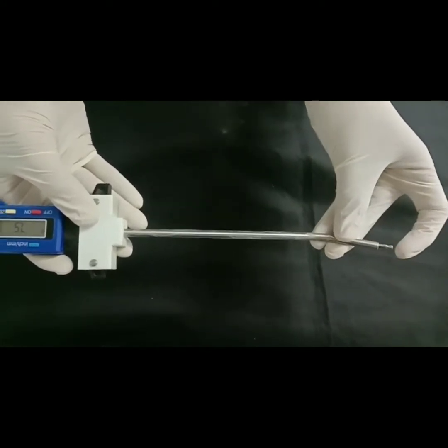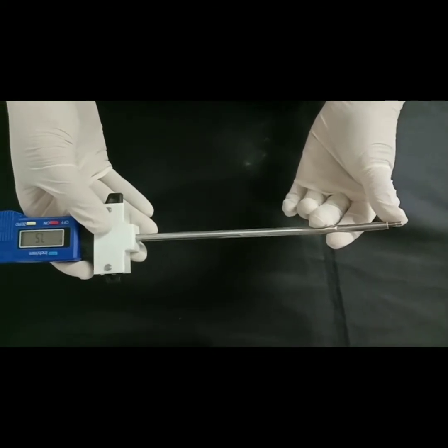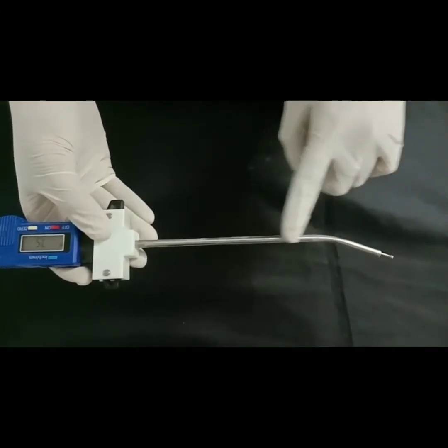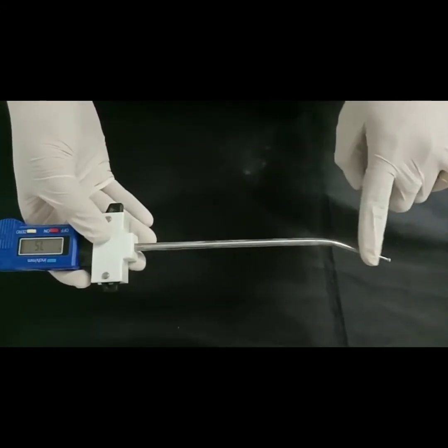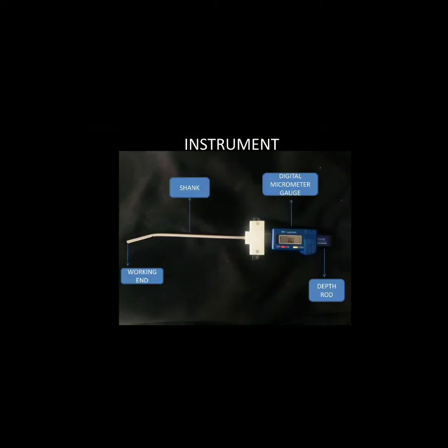As you can see, it is a 1.5 diameter tip that is going to be inserted into the patient's mouth. The shank is angled such that it facilitates easy placement into the patient's mouth. This picture shows various parts of the instrument: the working end, shank, digital microgauge and the depth rod.